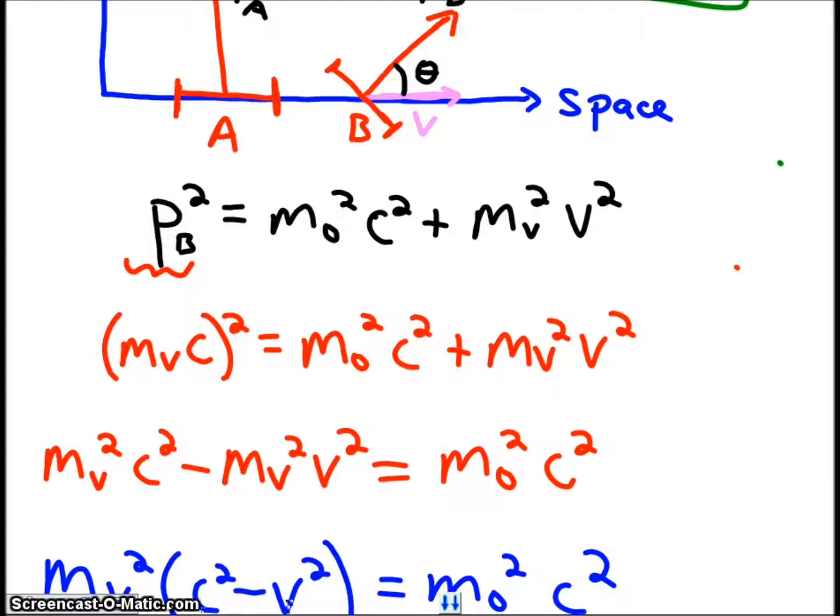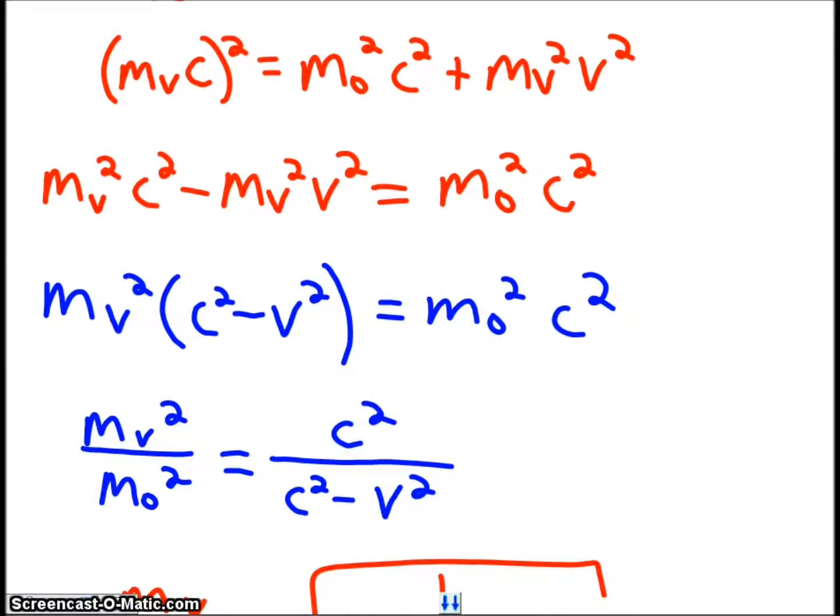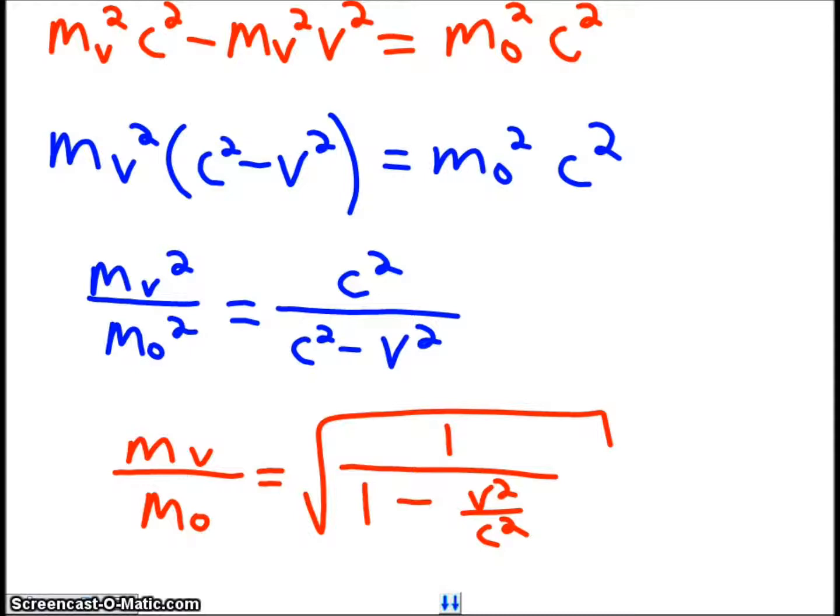So plugging that into the formula we were just looking at, in place of the momentum of rocket ship B we have m sub v times c squared. Subtract m sub v squared times v squared over to the left-hand side, factor out m sub v squared, and then divide by c squared minus v squared on the other side, and you end up getting this formula: m sub v divided by m sub 0 is equal to the square root of 1 over 1 minus v squared over c squared, and this is the formula for relativistic mass.